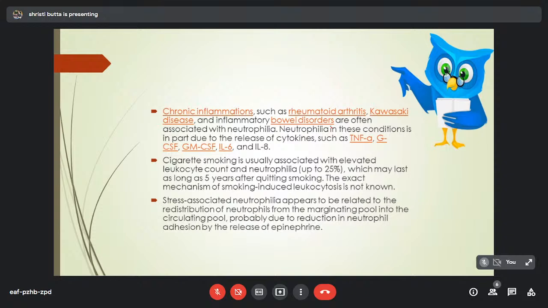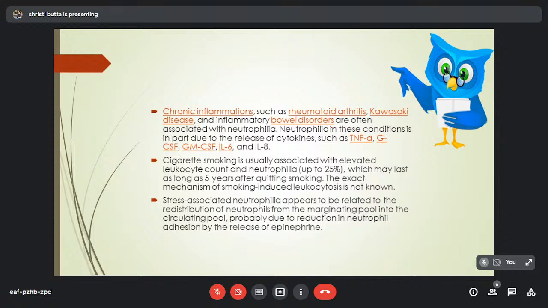Chronic inflammation such as rheumatoid arthritis and Kawasaki disease as well as inflammatory bowel diseases can all cause neutrophilias. Neutrophilia in such conditions has been implicated because of the release of TNF-alpha, GM-CSF, G-CSF, and interleukin 6 and 8. Cigarette smoking has also been associated with neutrophilia. However, the mechanism of it is not very well known.